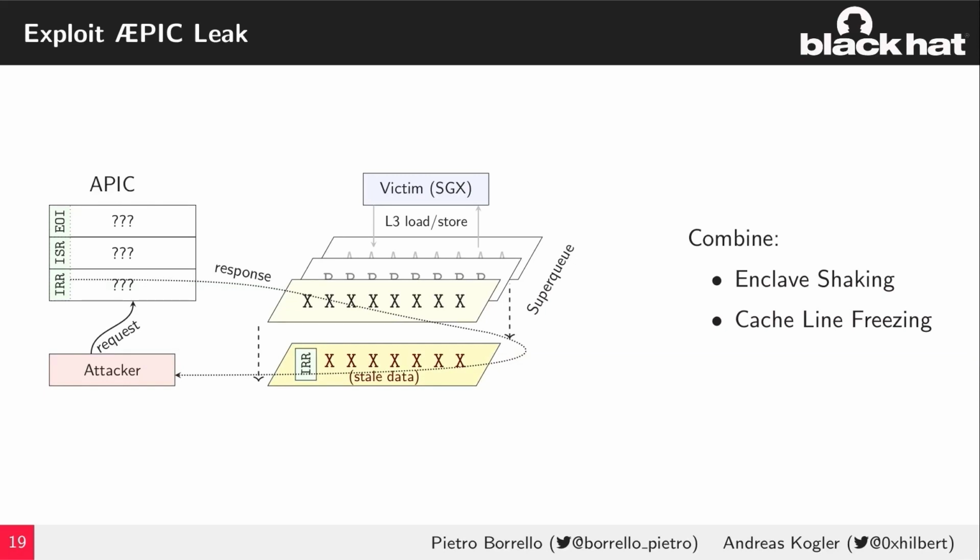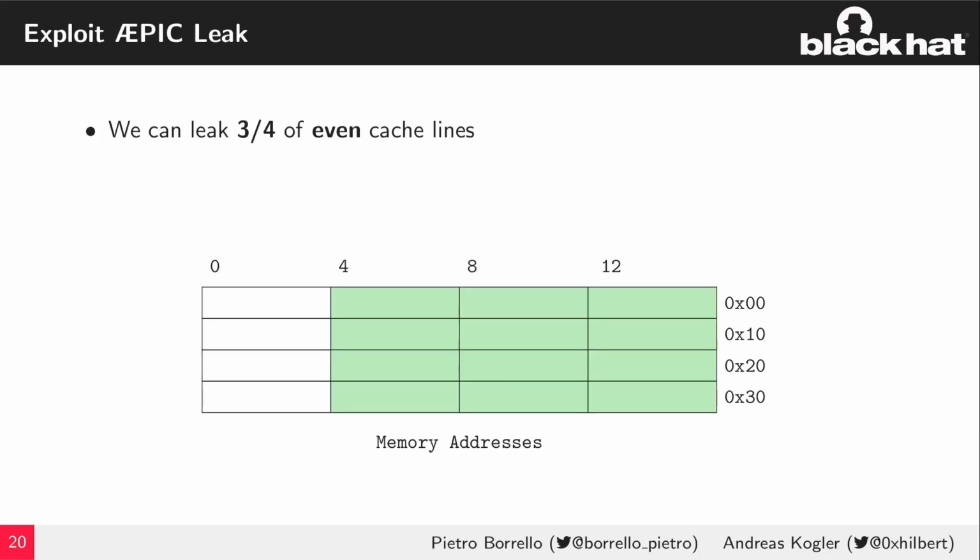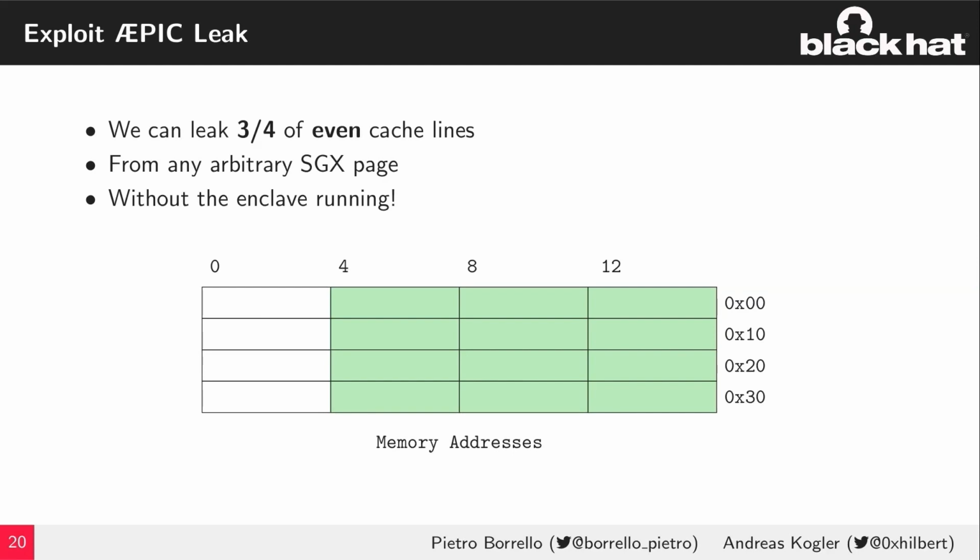We can use enclave shielding to make pages of targets SGX enclaves pass through the super queue, and then freeze those cache lines that we want to leak using cache line freezing, so that we can precisely target what we want to leak. Basically, with ÆPIC Leak, we can leak 3/4 of every single cache line that is at an even offset. And we can do this from any SGX enclave page that we want to target. One of the biggest and strongest parts is that we can do that even without the enclave running, because the encrypted pages still exist after an enclave is idling. So we can attack an enclave even though the enclave is not running.